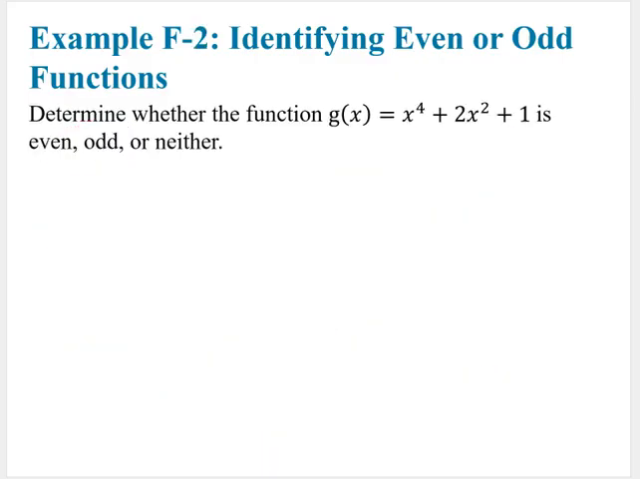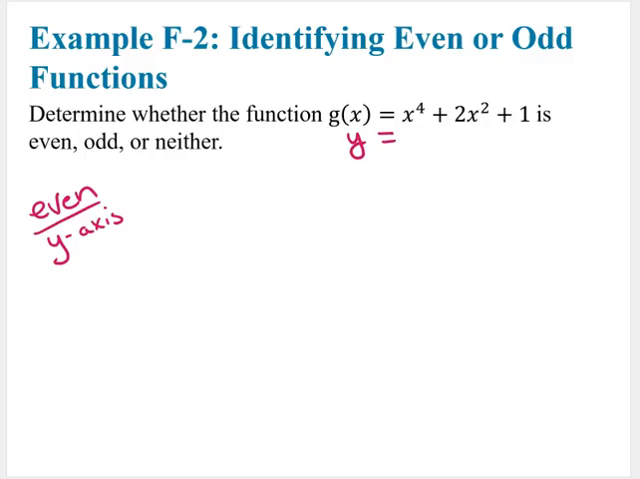All right, so here's another different function. g of x is x to the 4th plus 2x squared plus 1. Okay, we're going to test again whether it's even, odd, or neither. So let's start with even. And again, remember, even is y-axis symmetry. And again, if you feel more comfortable, you can make that y equals. I do it all the time, so I encourage you to do that as well.